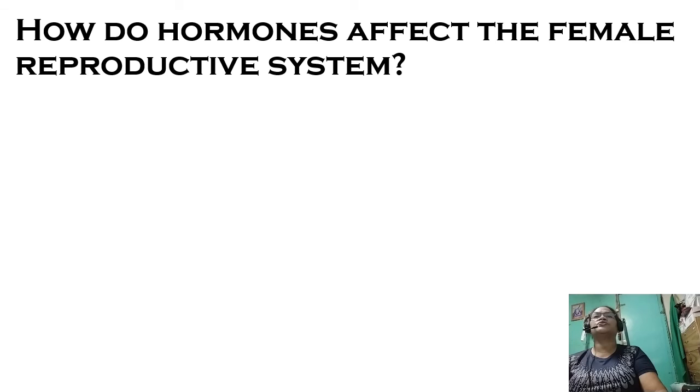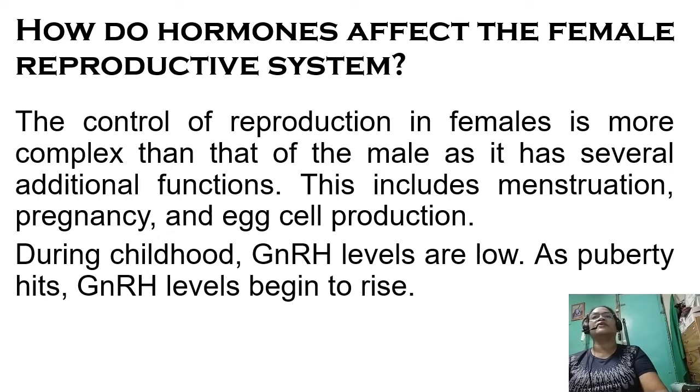The control of reproduction in females is more complex than that of the male because it has several additional functions. This includes menstruation, pregnancy, and egg cell production. During childhood, GnRH levels are low. As puberty hits, GnRH levels begin to rise.